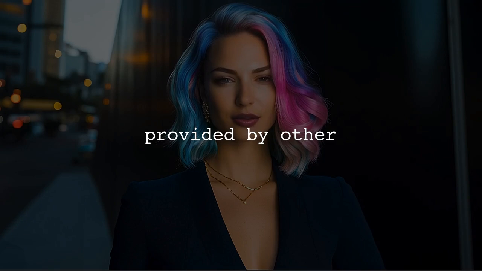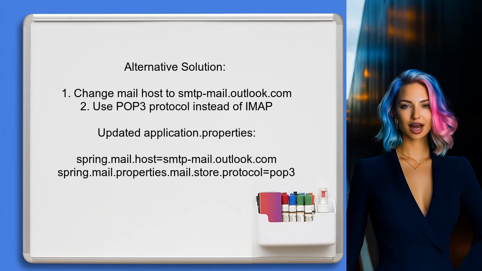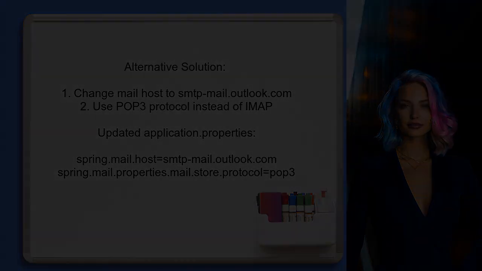Now let's look at the answers provided by other users. An alternative solution suggests modifying your application properties. Instead of using smtp.office365.com, connect to smtpmail.outlook.com. Additionally, ensure you are using the POP3 protocol for your connection.